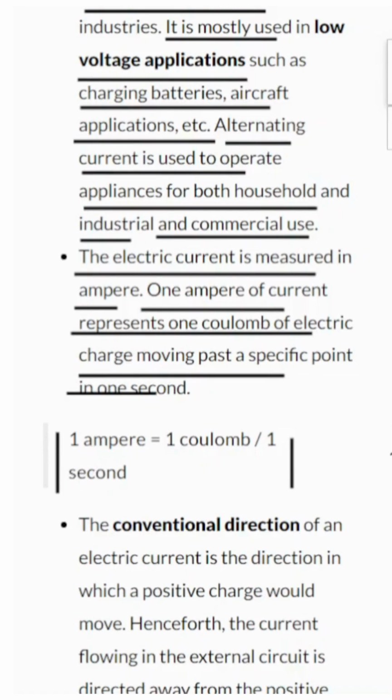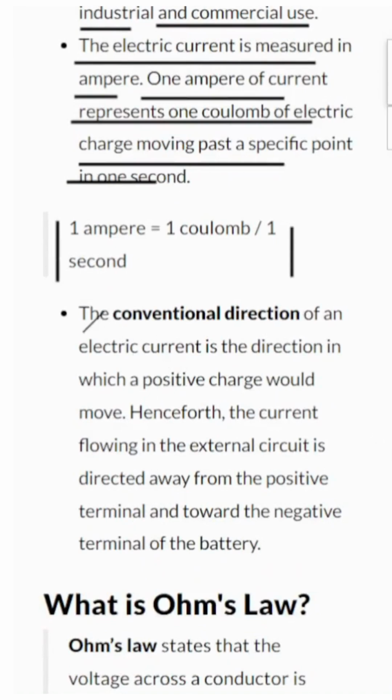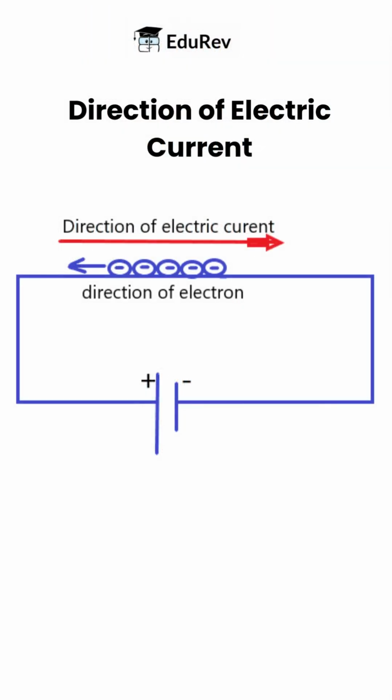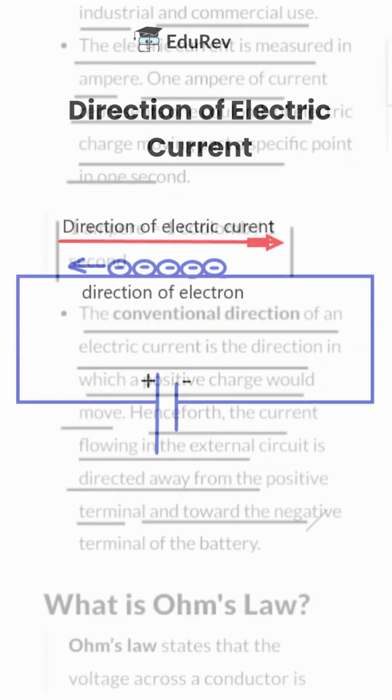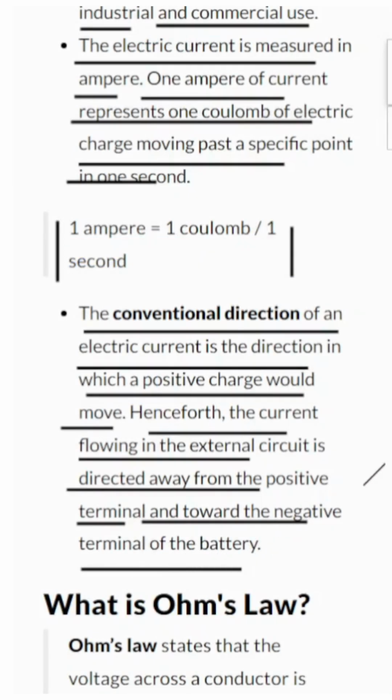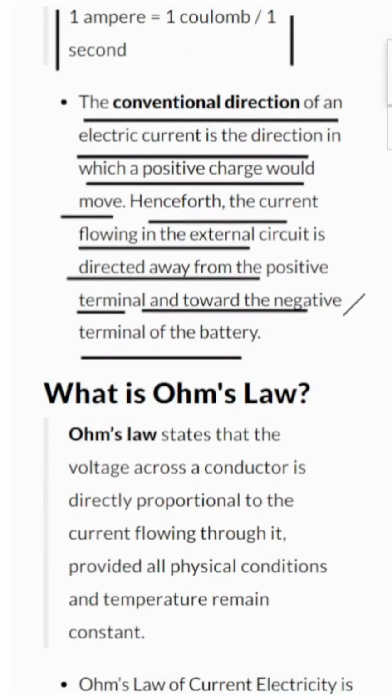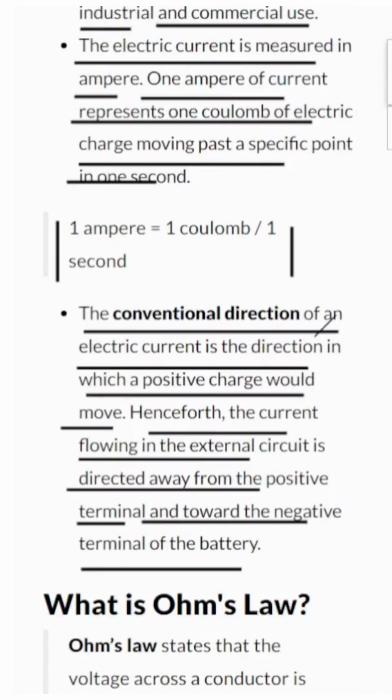Now, did you know that the direction of current flow might not be what you think? The conventional direction of an electric current is the direction in which a positive charge would move. So, the current in the external circuit flows away from the positive terminal and towards the negative terminal of a battery. It's a little counterintuitive, but understanding this conventional direction helps in simplifying our circuit analysis.